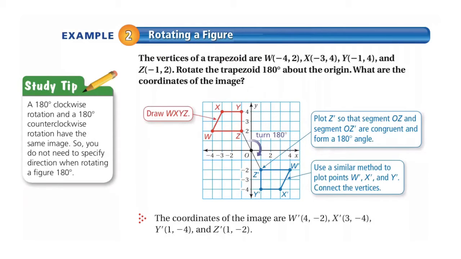You can see where Z prime would go in place of Z, W prime would go, X prime would go, and Y prime would go. Then you kind of have to lift the wax paper up and plot those points. Then you can redraw it in there and find the coordinates of the new image.